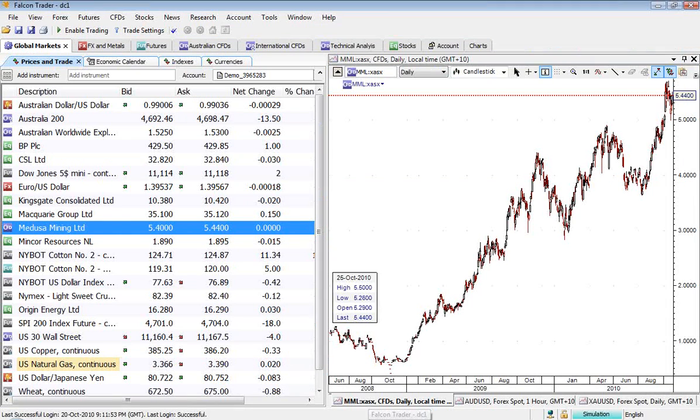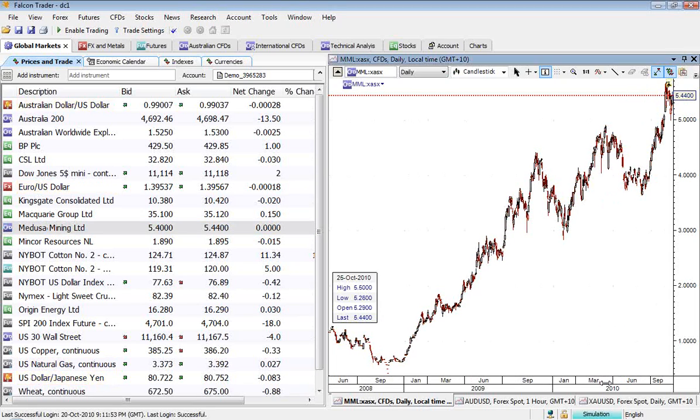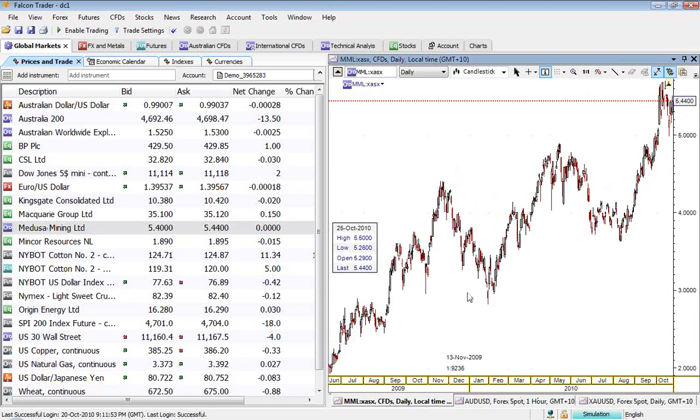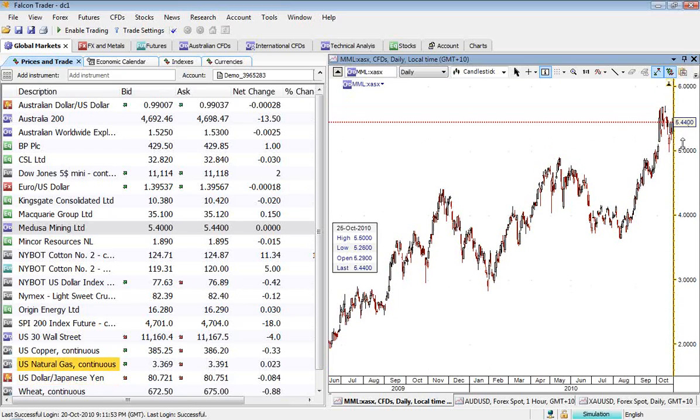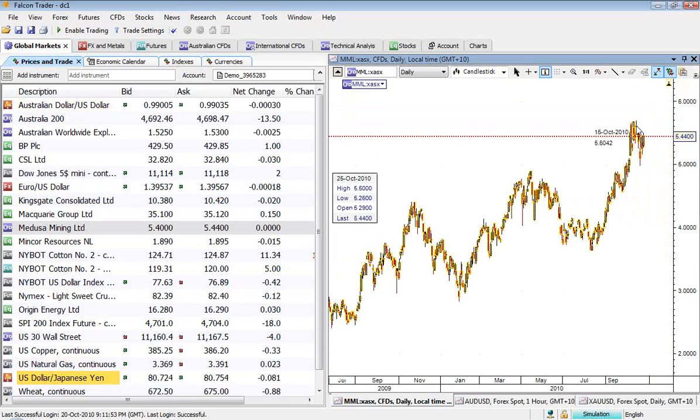So we'll just go back to the Falcon here and look at what's actually happening with Medusa, and see it's broken out of this just below $5 level literally a couple of weeks ago. It then got up to about 560 or so, and then pulled back a little bit. I think that was partly on the back of the pullback in gold there. So it seems to be moving up quite nicely here.